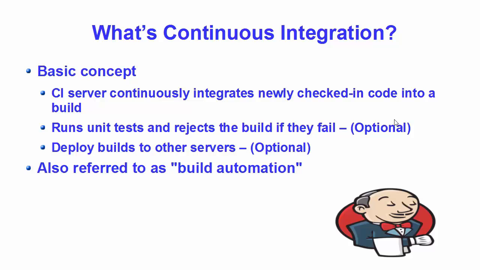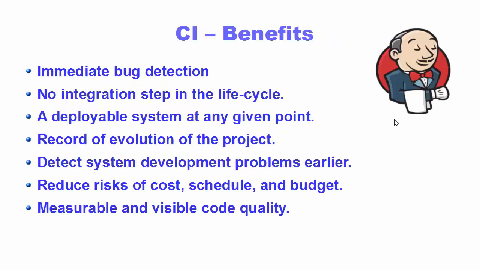So now let's talk about some of the benefits or advantages of a CI system. A CI system enables immediate bug detection. A bug will be detected if some test fails or your build fails, and then the CI system is going to deploy your code if your test and your build pass. So at any given point you have a deployable system.